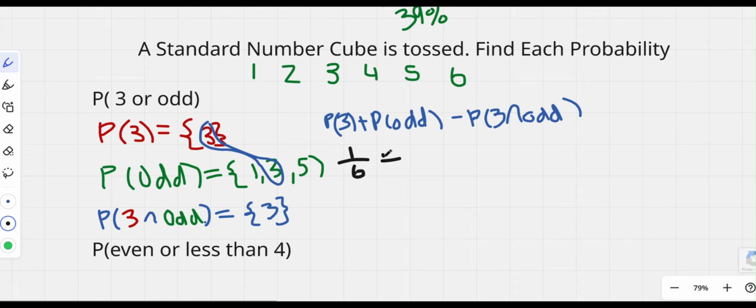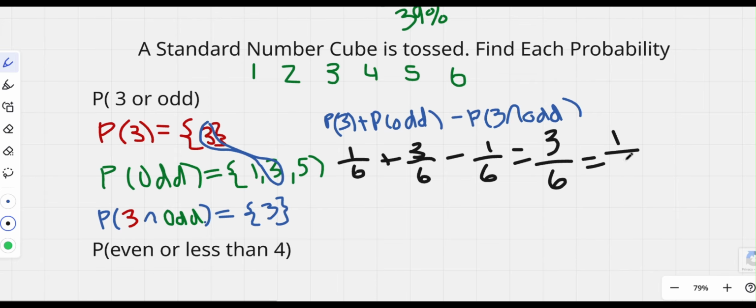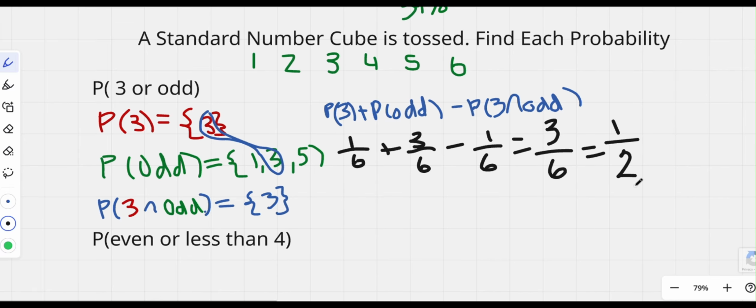And then plus 1, 2, 3, 3 over 6, minus 1 over 6. Now remember, I'm getting this from the sets. 1 out of 6, 3 out of 6, and just 1 out of 6. So that gives us the answer of 3 over 6, which is reduced to 1/2 because the greatest common factor is 3, and 3 divided by 3 is 1, and 6 divided by 3 is 2. All right, the next one.